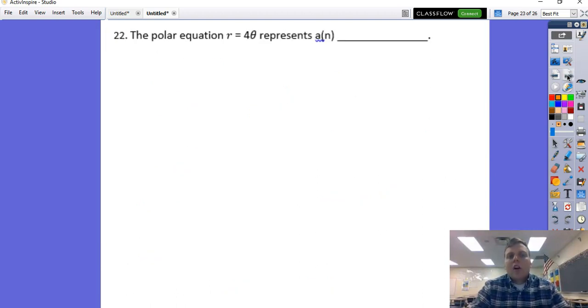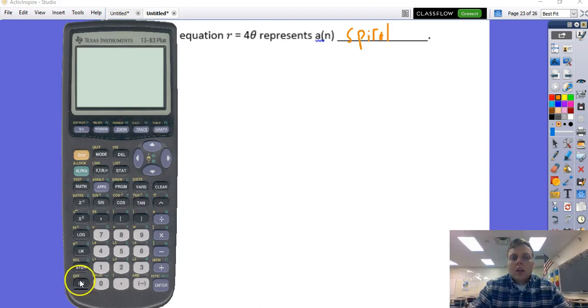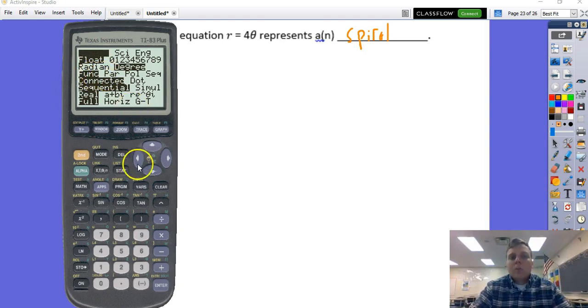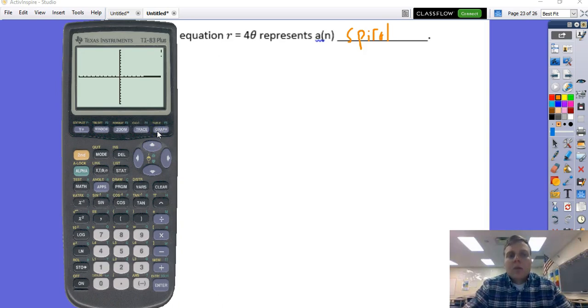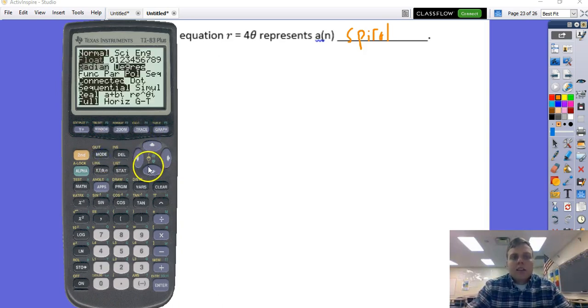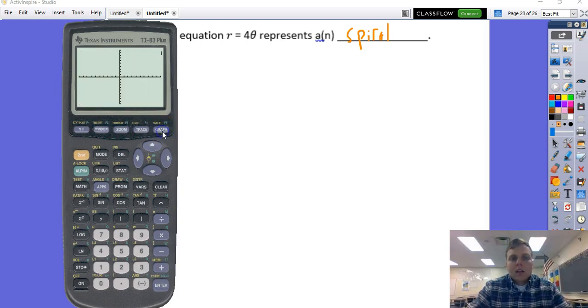The polar equation r equals 4 theta represents a spiral. You can get that from your calculator. Turn your calculator on. Go to mode. Change your calculator from function mode to polar mode. Oh, I went too far. Press enter. Go to y equals, r equals 4 theta. Hit graph. And I'm in degrees. Let's go back and change to radians. And that's clearly a spiral.